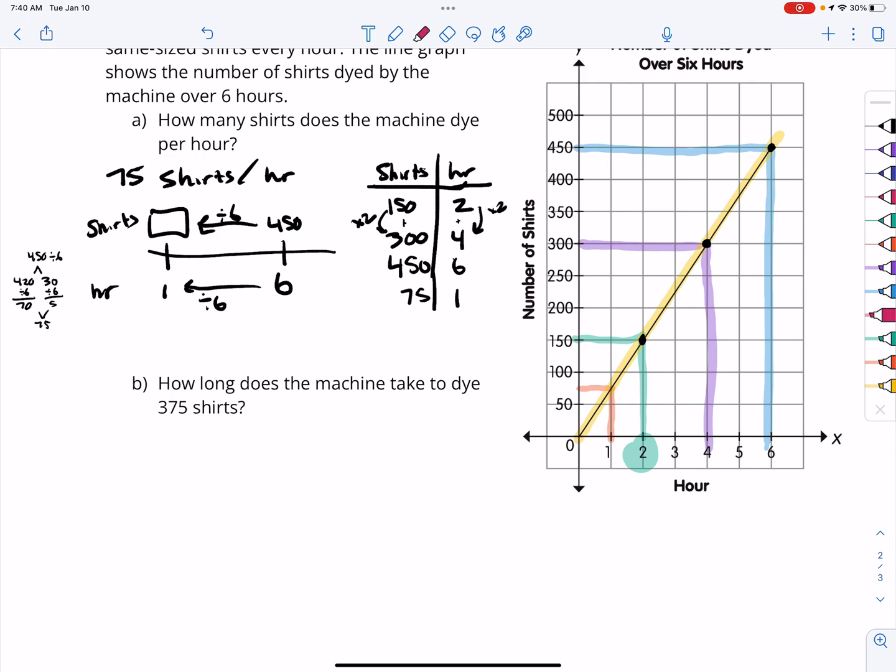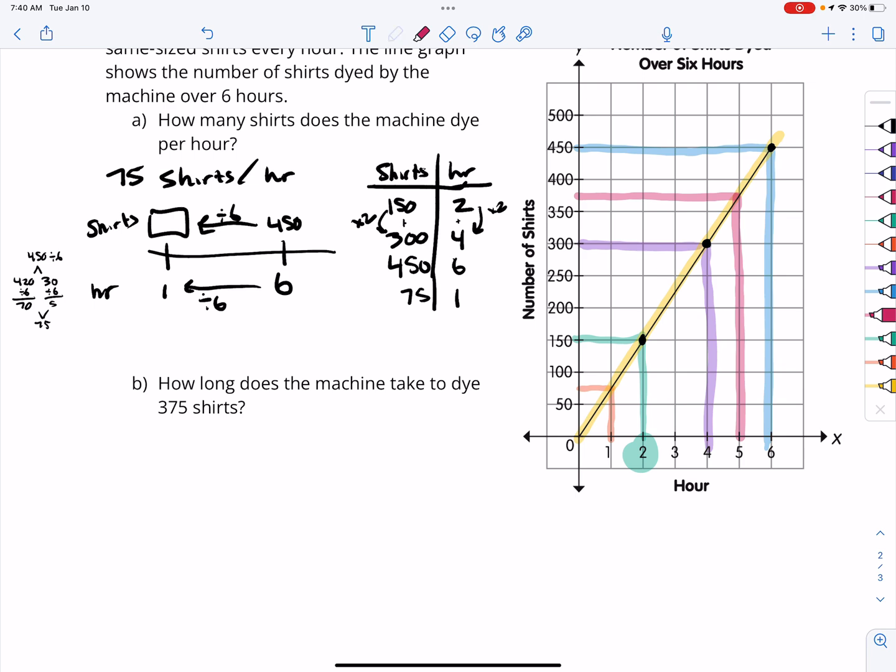So again, we could check and see. 375 will be about here. So it looks like it should be about 5 if our math calculations are correct. Again, we can't be certain because this graph isn't quite accurate enough. It doesn't have enough grid lines on it. So let's see, we have a couple options.